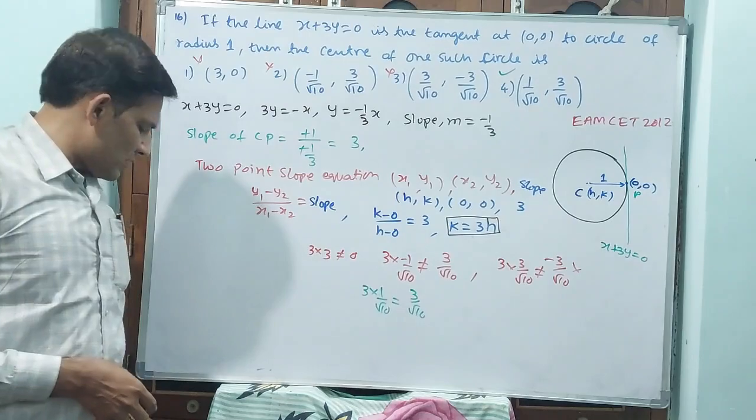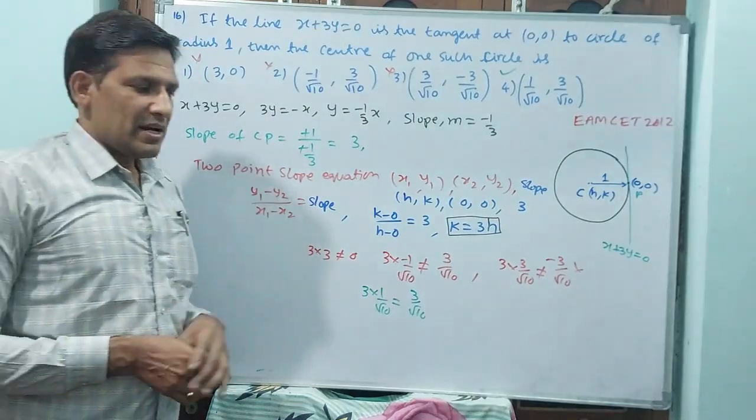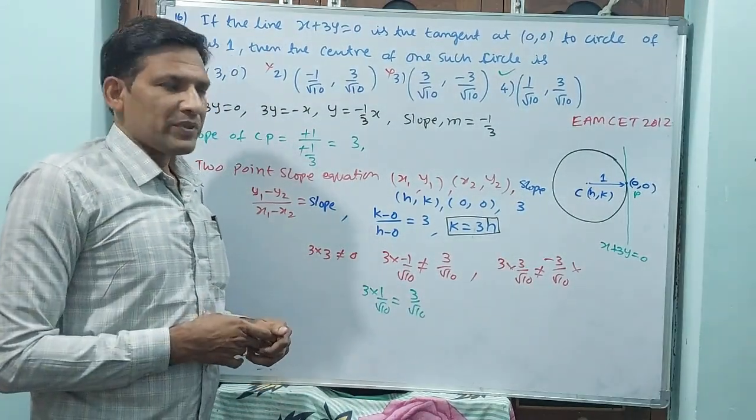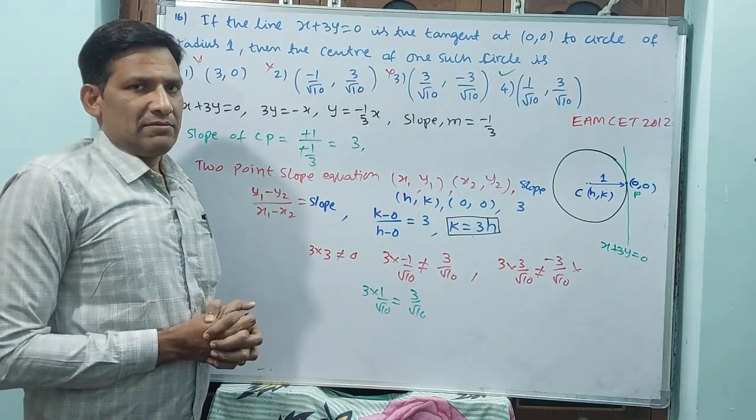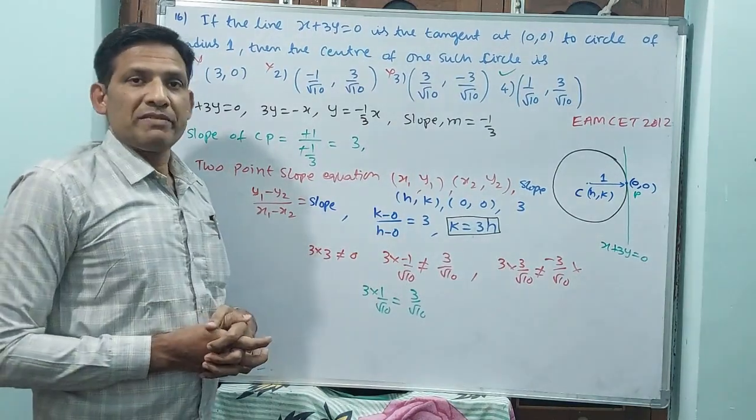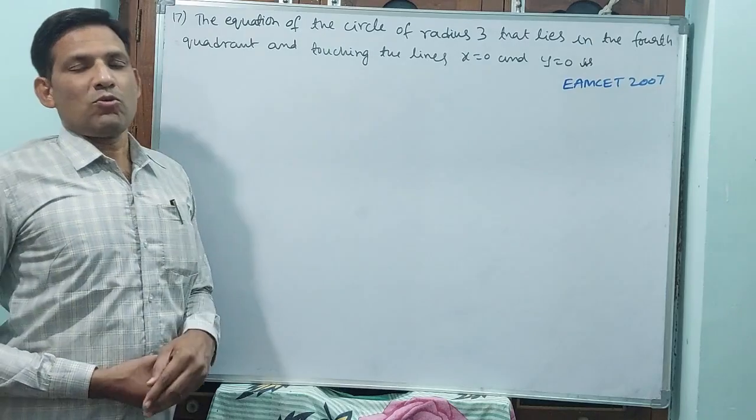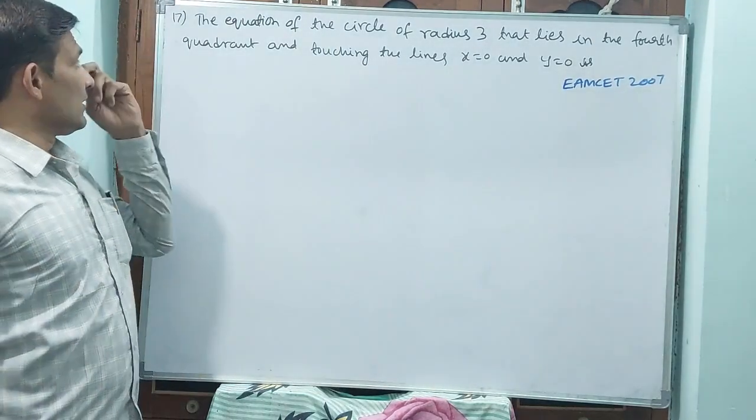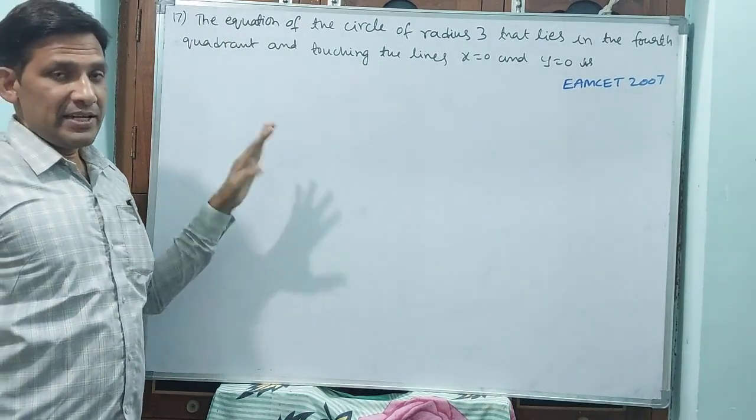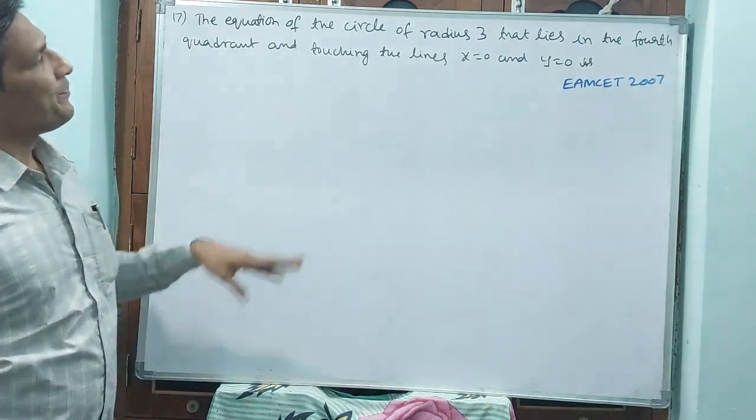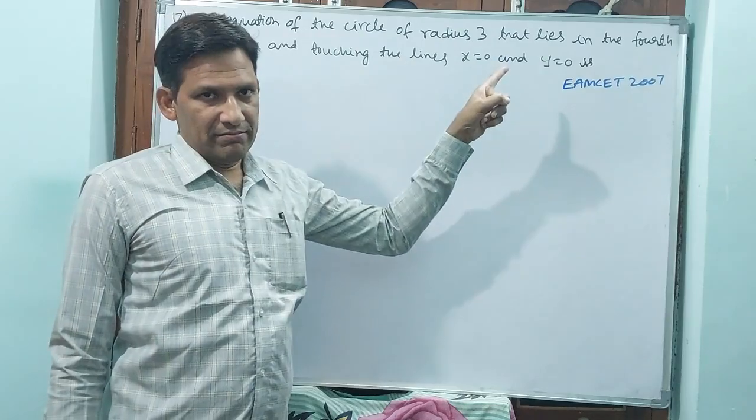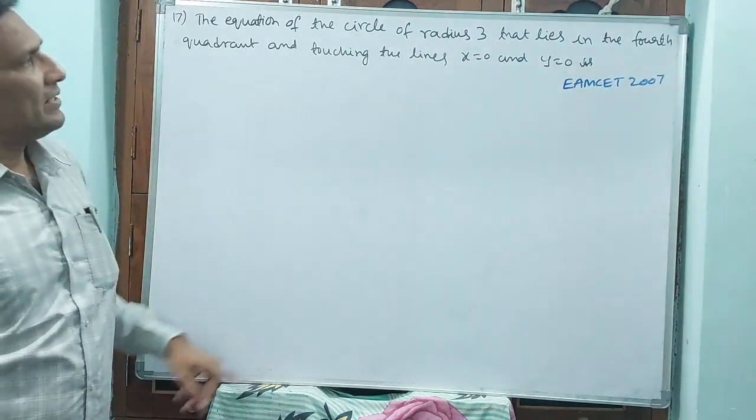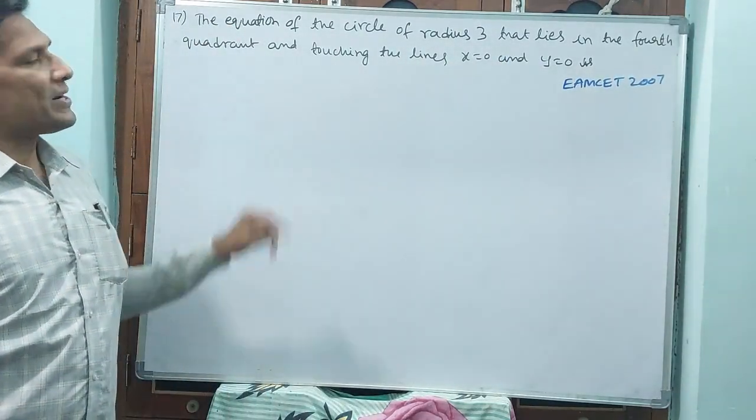Because we are in a competition examination, Eamcet, rather than doing it the traditional way, we will do it this way to reduce the time. Let us go for the 17th question. Question number 17, an Eamcet 2007 question: the equation of the circle. Here they are asking for the equation of the circle of radius 3, which they have given, that lies in the fourth quadrant.